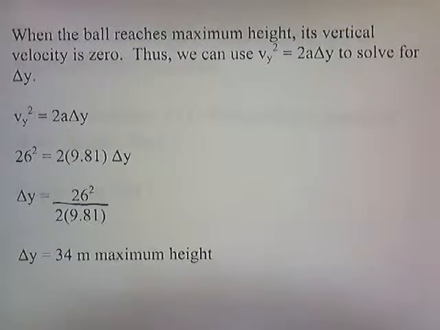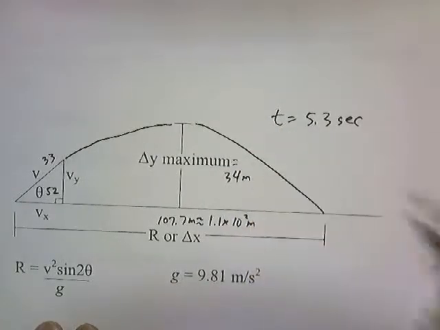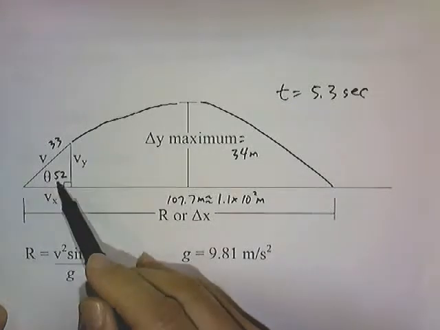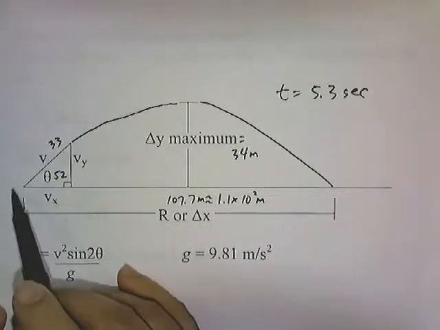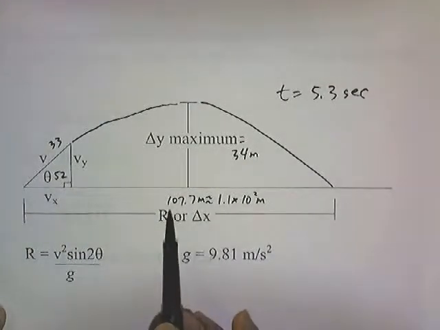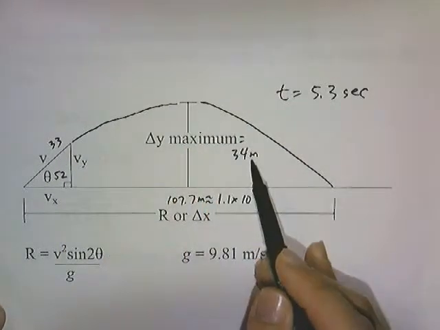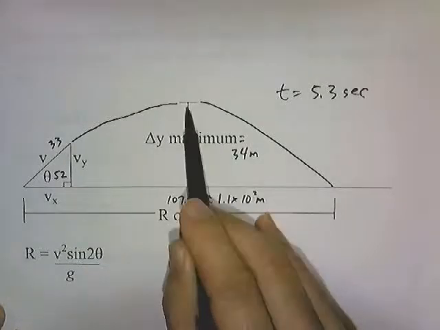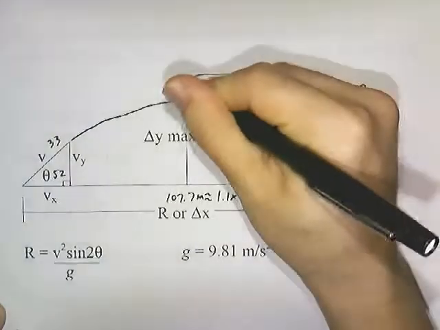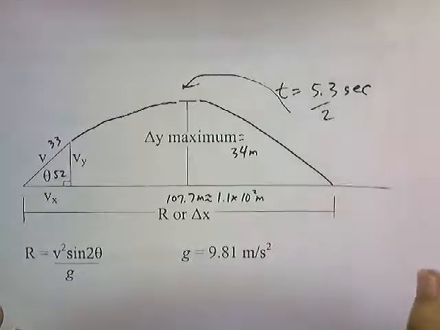So this turns out to be 34 meters. What it all means is that if you launch our projectile at 52 degrees at this velocity, and if it lands at the same height from which it was launched, it'll cover a maximum range of 107.7 meters, and it'll reach a maximum height of 34 meters. And by the way, it'll reach this maximum height at 5.3 divided by 2 seconds. In case you ever get a problem where they ask how long it takes to reach the maximum height, that's how you can do it.